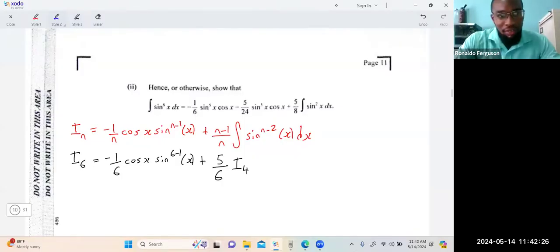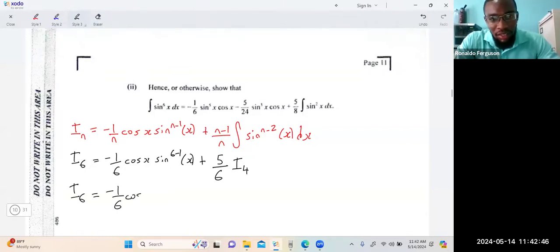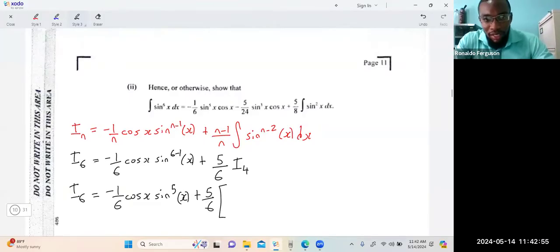I'm going to do I4 in blue. I don't want to do it in so many lines. I don't want it to look confusing. So I6 is minus 1 over 6 cos x sine to the 5th x plus 5 over 6 times I4. And I4, now we put n as 4, is minus 1 over 4 sine to the 4 minus 1, which is 3.